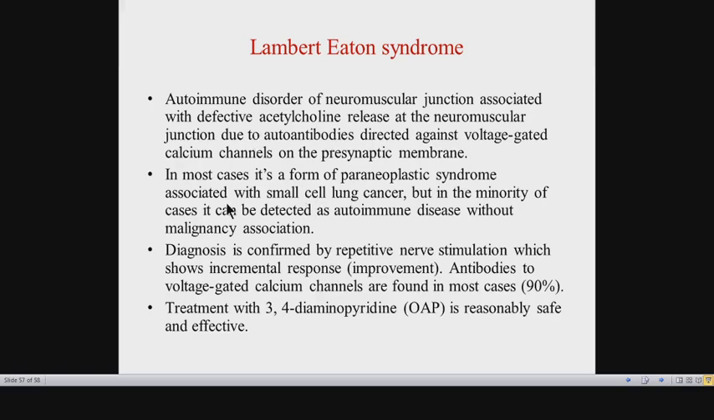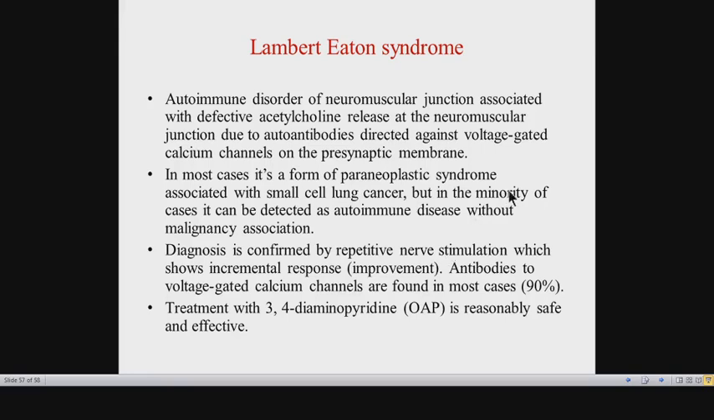Okay. طيب the most common scenario, the most common form of LES is أنه بيكون paraneoplastic syndrome، some form of paraneoplastic syndrome associated with small cell lung cancer. يعني دايما this autoimmune disorder بتكون associated with small cell lung cancer، يعني بتكون paraneoplastic syndrome تحديدا مع small cell lung cancer. ده in most of the cases of Lambert Eaton syndrome.